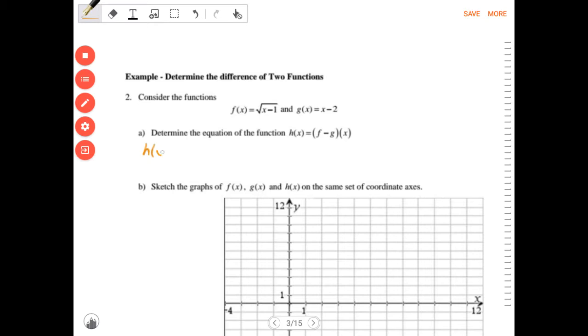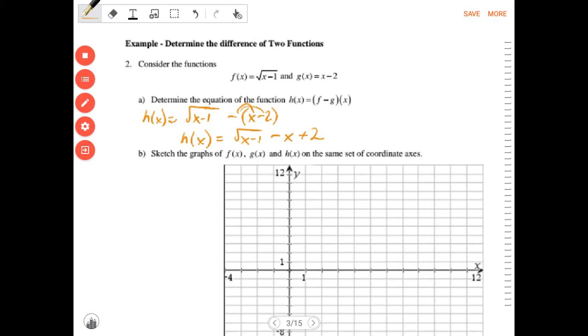So h of x is just going to be f of x minus g of x. So f of x is root x minus 1, and then minus g of x. Now, when we subtract stuff, we want to make sure that we're subtracting the whole function, so I put in brackets for that, and then we can get rid of the brackets when we simplify. So that's going to be root x minus 1. Now that negative distributes evenly into both those parts, so minus x plus 2. So there's our h of x function.